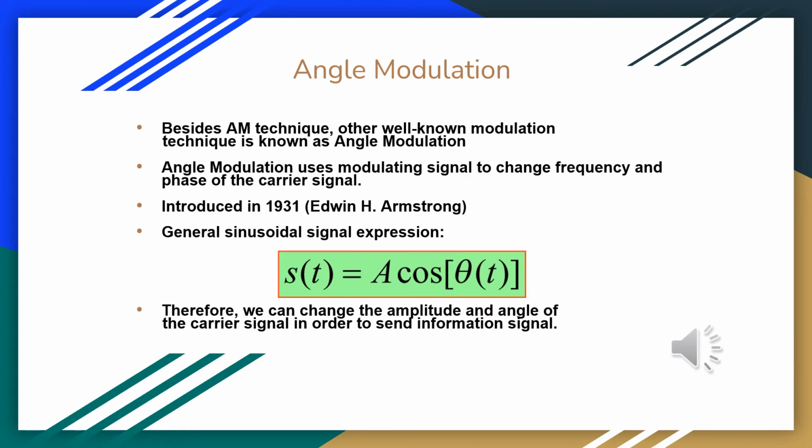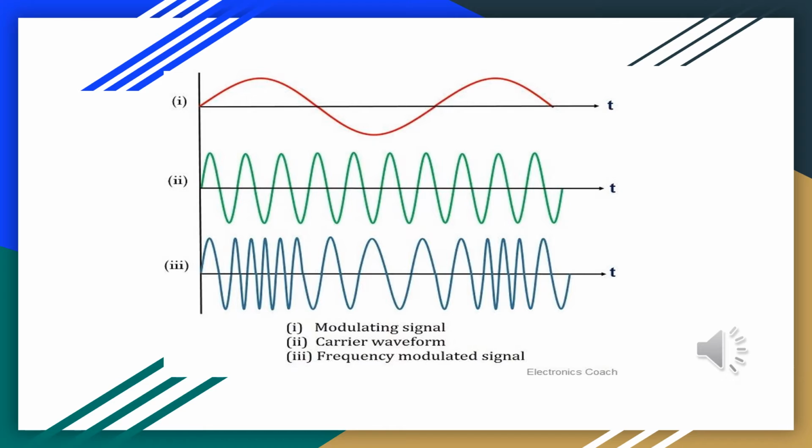Besides the amplitude modulation technique, another well-known modulation technique is known as angle modulation. Angle modulation uses the modulating signal to change the frequency and phase of the carrier signal. The concept is pretty similar to amplitude modulation. Let's say the top signal is your voice. The frequency of your voice will modulate with the carrier signal and produce a frequency modulated signal. The only difference from amplitude modulation is that this one changes according to frequency while the other changes according to the amplitude of the signal. Interesting, right?